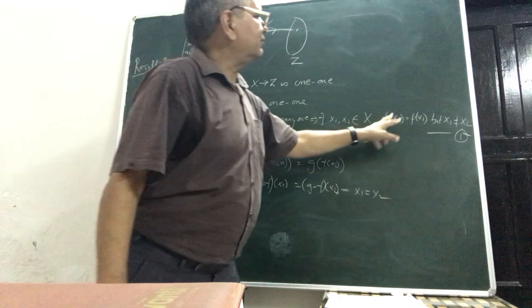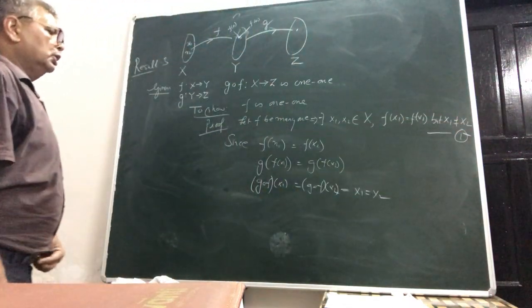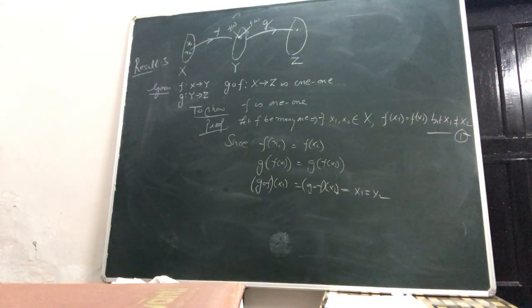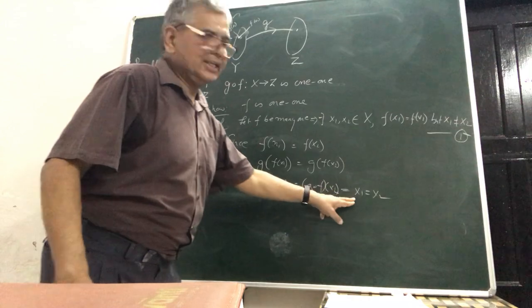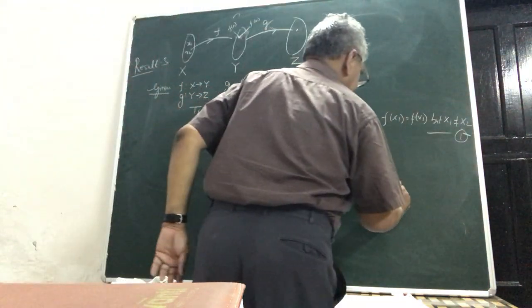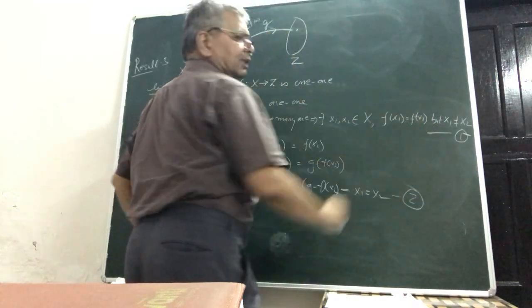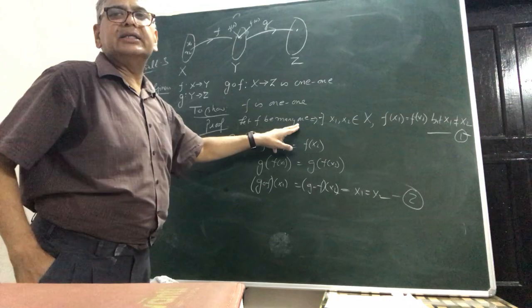f is 1-1. f(x1) is equal to f(x2), then x1 is not equal to x2. So now what we have shown is that if f(x1) is equal to f(x2), then x1 is still equal to x2. So this is in contradiction. This result 2 is in contradiction to 1, and as such our assumption that f be minimum is not correct.